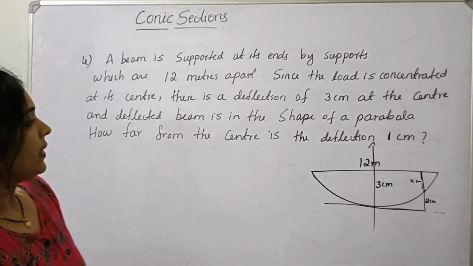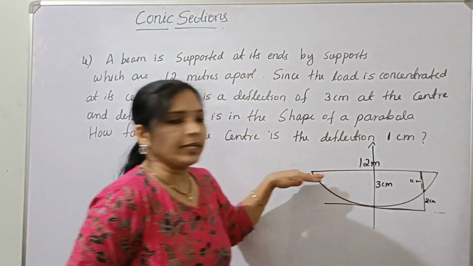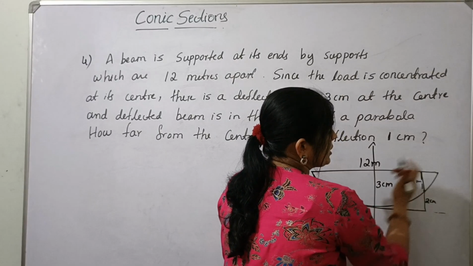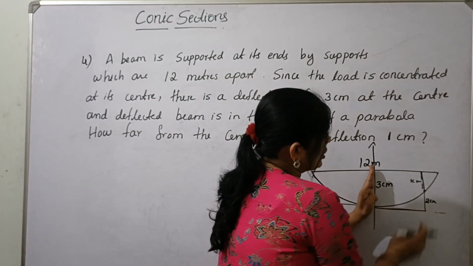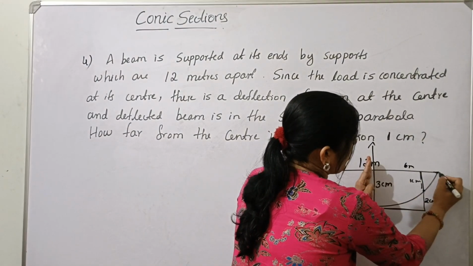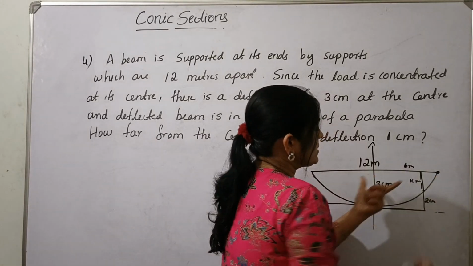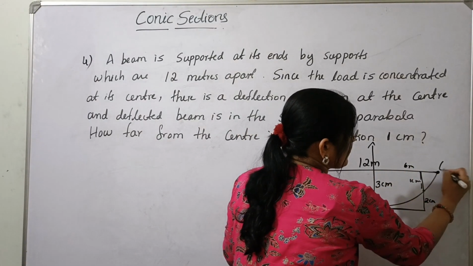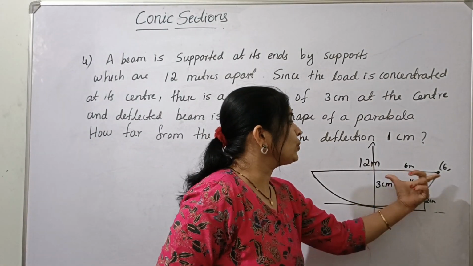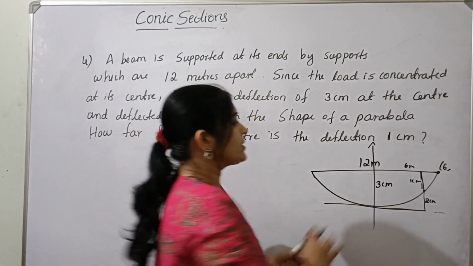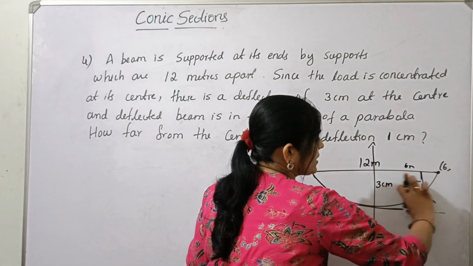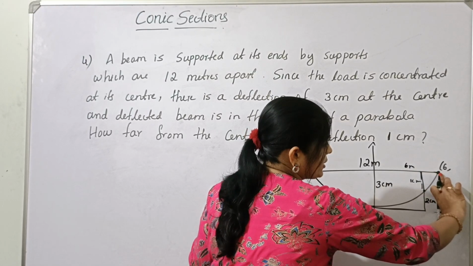Here the total distance is 12 meter. Therefore, from center to this point the distance is 6 meter, right? So the x coordinate of this point is 6, because from center to here the distance is 6, and the y coordinate is 3 centimeter.